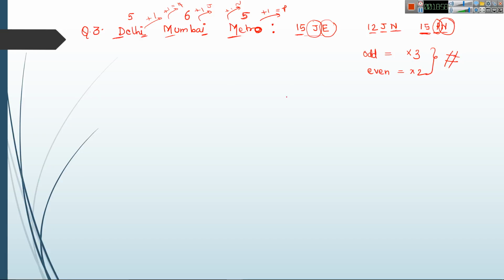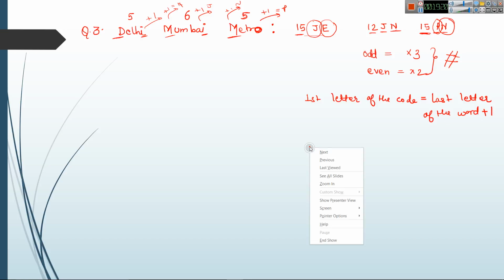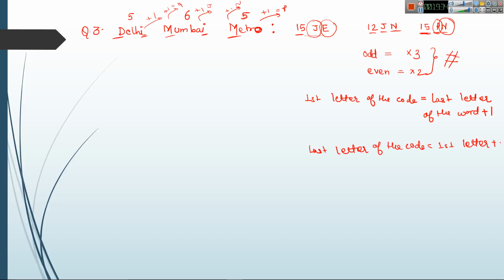So for the letter part, the first letter of the code will be equal to the last letter of the word plus 1, and the last letter of the code will be the first letter of the word plus 1. So we have cracked our code.